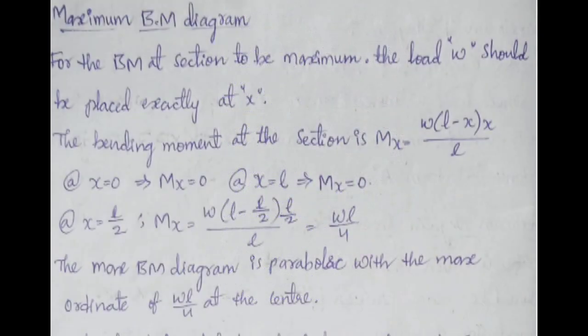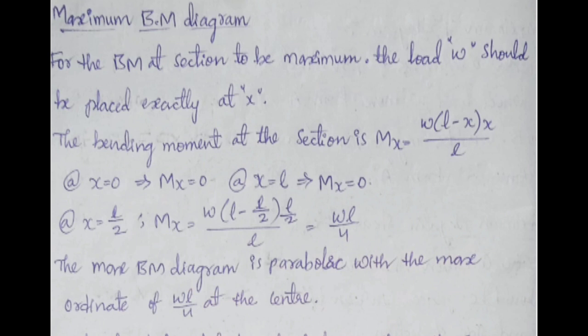Similarly, the maximum bending moment diagram. For the bending moment at a section to be maximum, the load W should be placed exactly at x. We know the maximum bending moment is (L minus x) by L into x for unit load, that is when W equals 1. But here the load is W, so the bending moment at the section is Mx equal to W into (L minus x) into x by L.